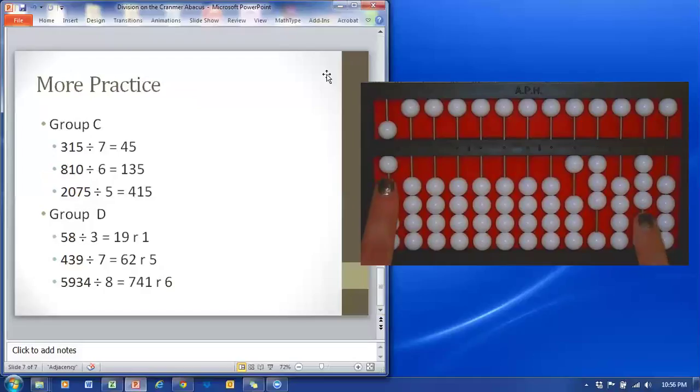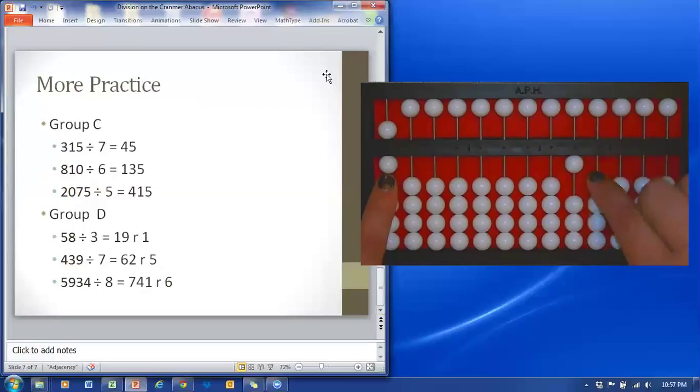Now does 6 go into 3? No, it doesn't. But 6 goes into 30 how many times? 5 times. From the 0 in 30, I'm going to move over 2 columns and place that 5. 6 times 5 is 30, so I'll subtract off my 3, 0. Now I'm at the end of the abacus, so my answer here is 135, remainder of 0.